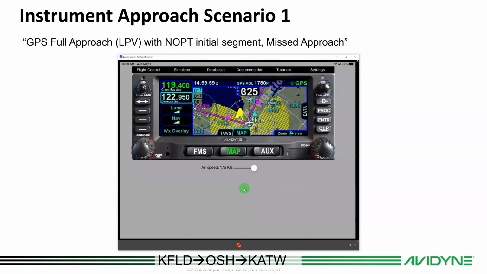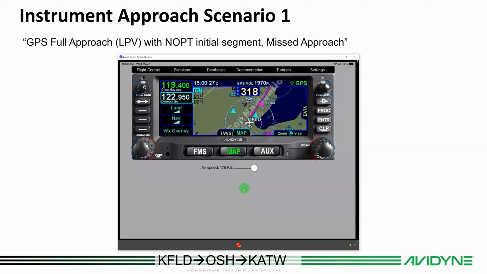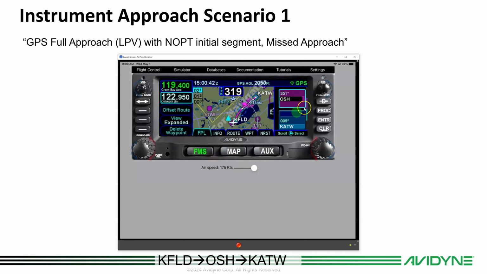And once we start climbing out, you get a call from ATC that tells you to expect the GPS approach to runway 3 using the OSH transition. So let's set up that procedure. So here I'm on the map. I'm going to scroll out a little bit just so we can see the full flight plan. And I'm going to go back to my FMS tab. I'll hit the procedure key.